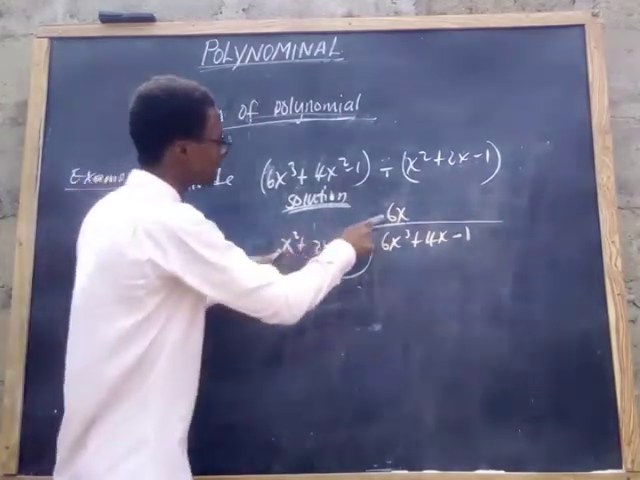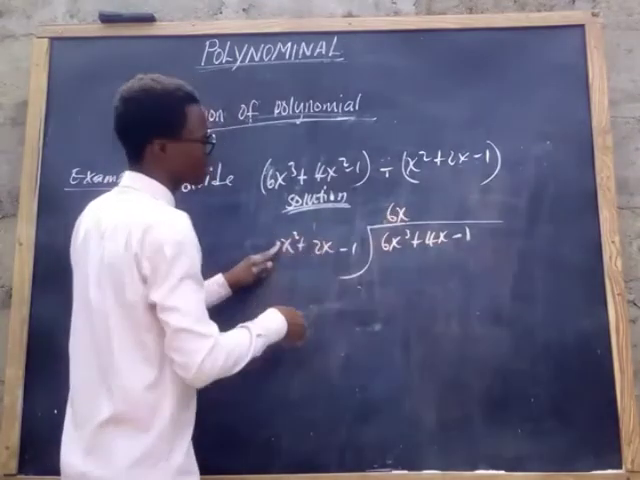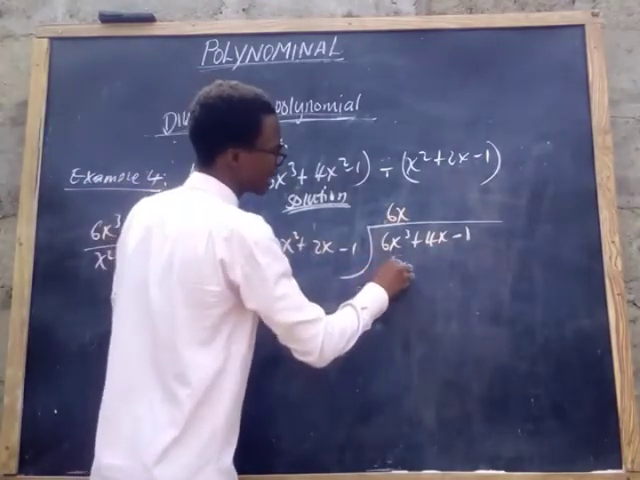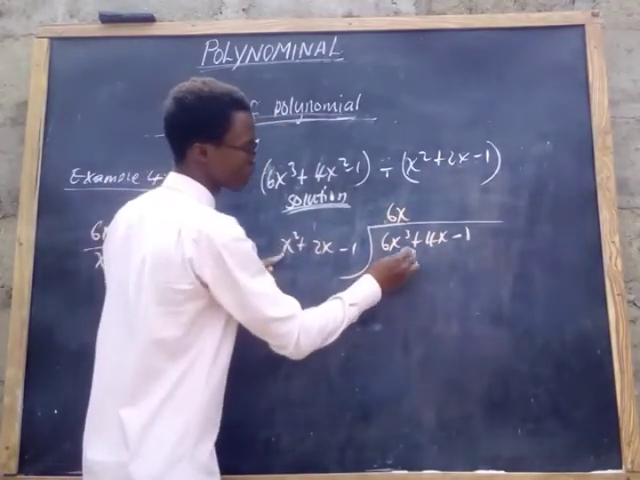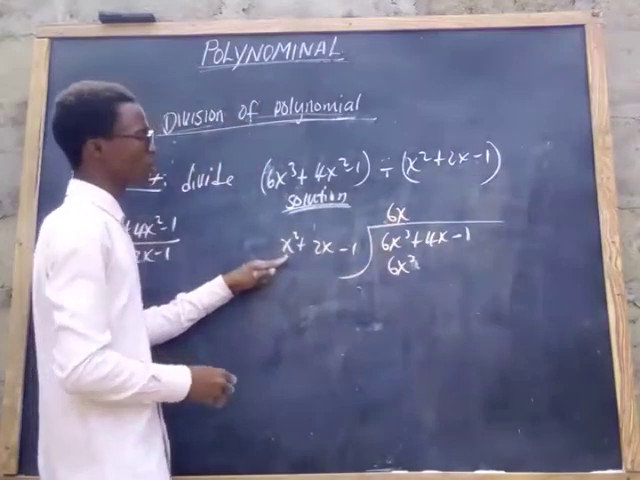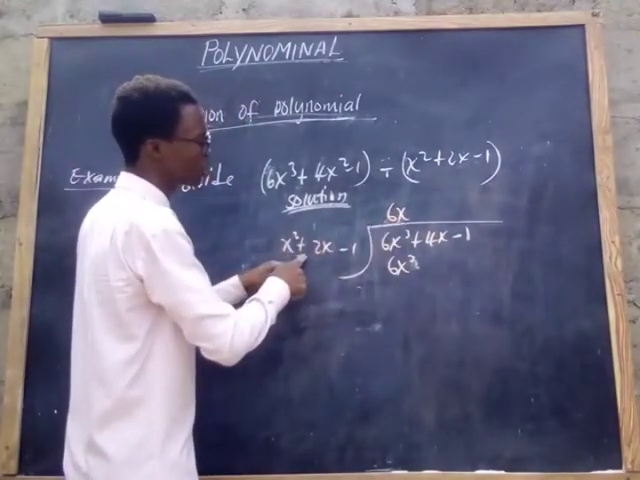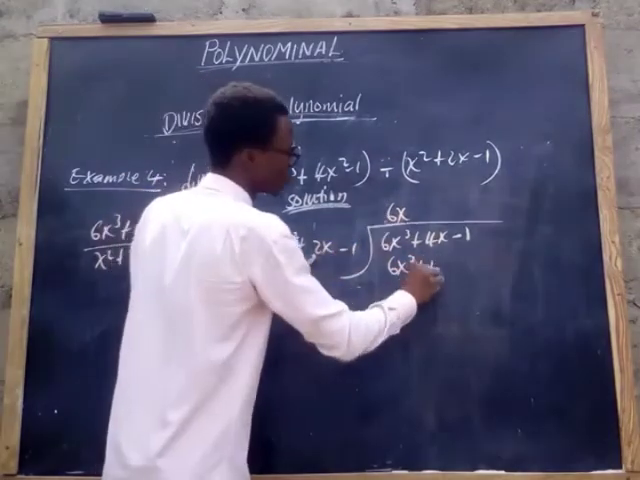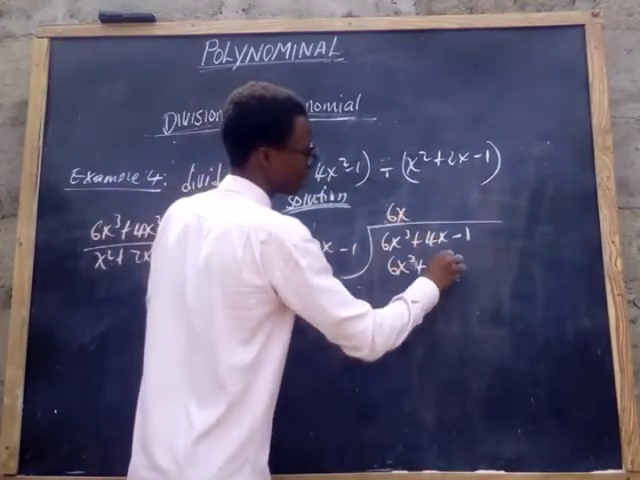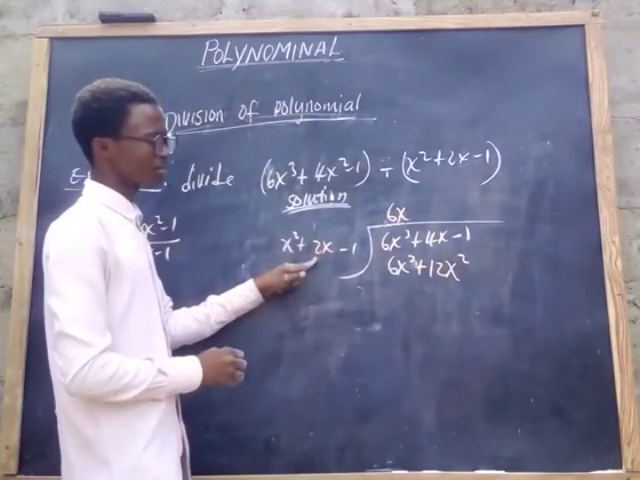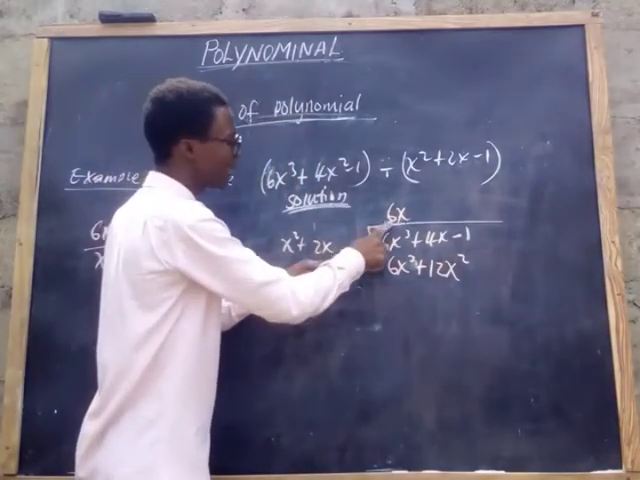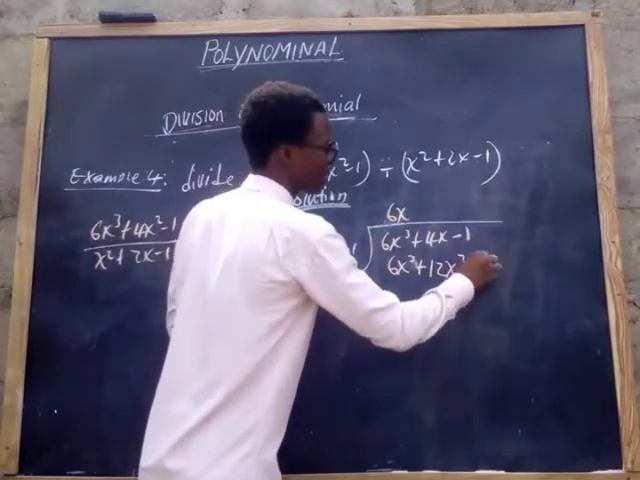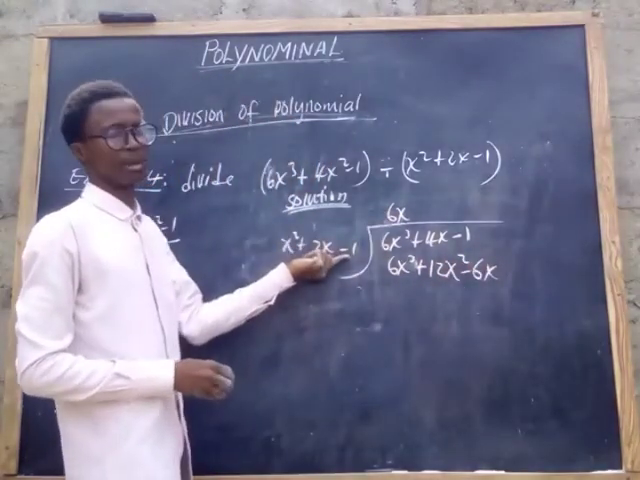Now you go. 6x times x squared is equal to what? 6x cubed. You see it? Good. 6x times 2 is equal to 12x squared. 6x times minus 1 is equal to minus 6x. Do you see?